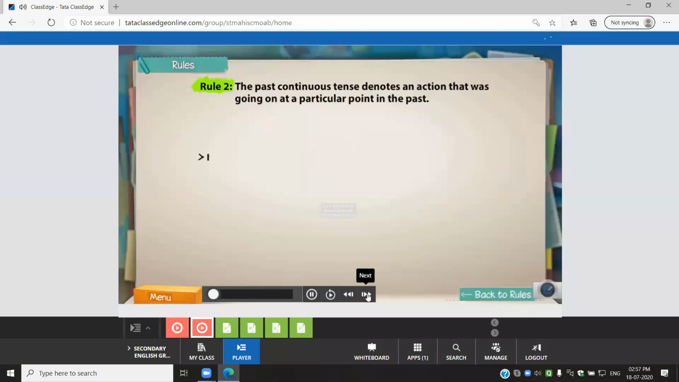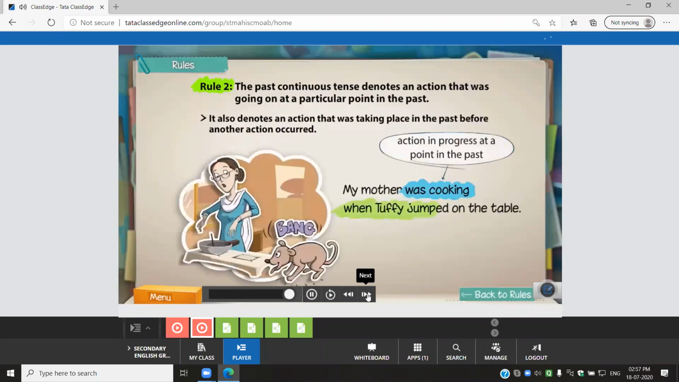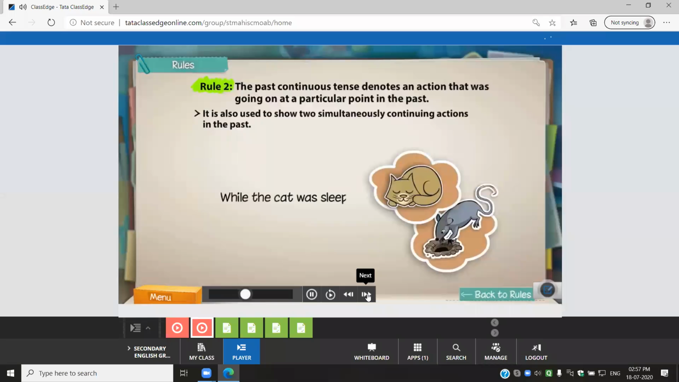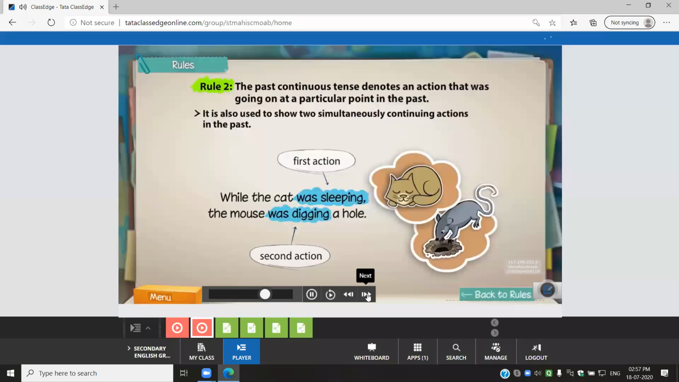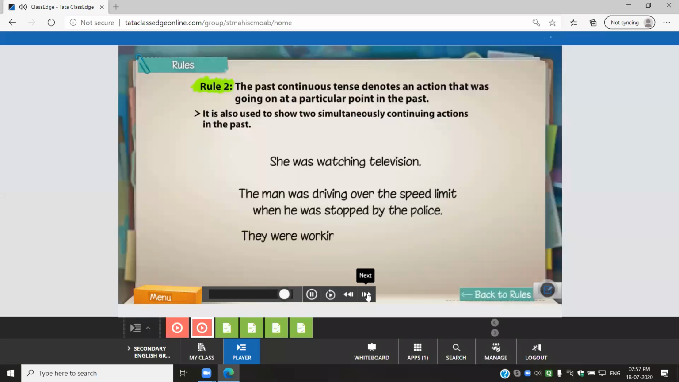You can also use the past continuous tense to denote an action that was taking place in the past before another action occurred. For instance, here, the action of cooking was already in progress before the other action occurred. The past continuous tense is also used to show two simultaneously continuing actions in the past. For instance, here the actions of sleeping and digging were taking place simultaneously in the past. Here are some more examples of the past continuous tense.